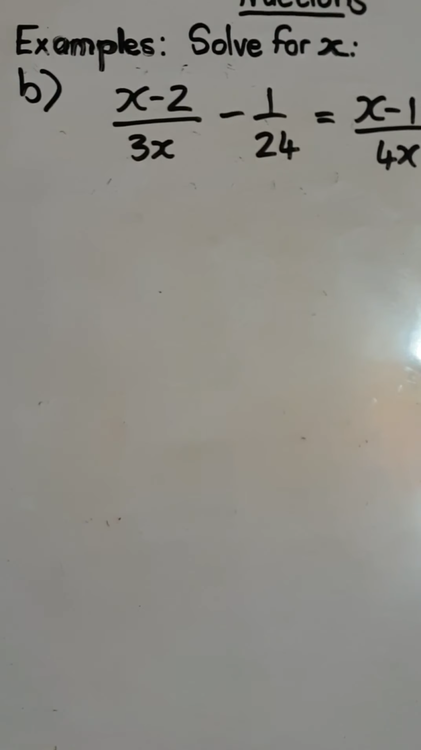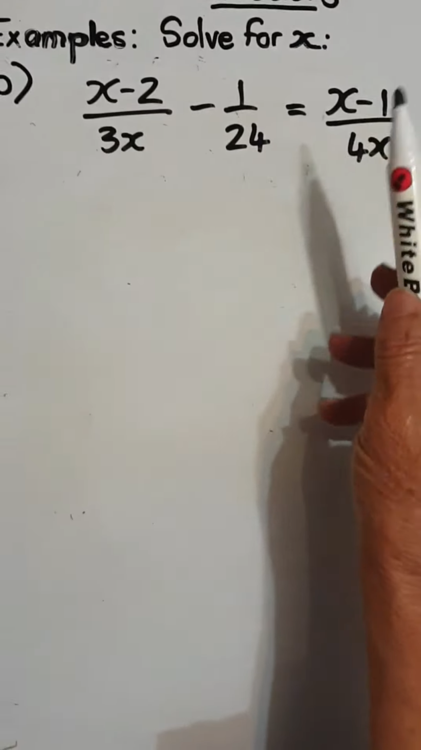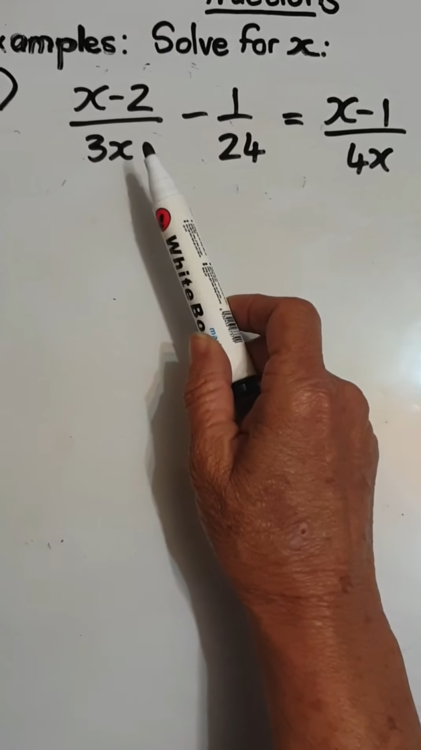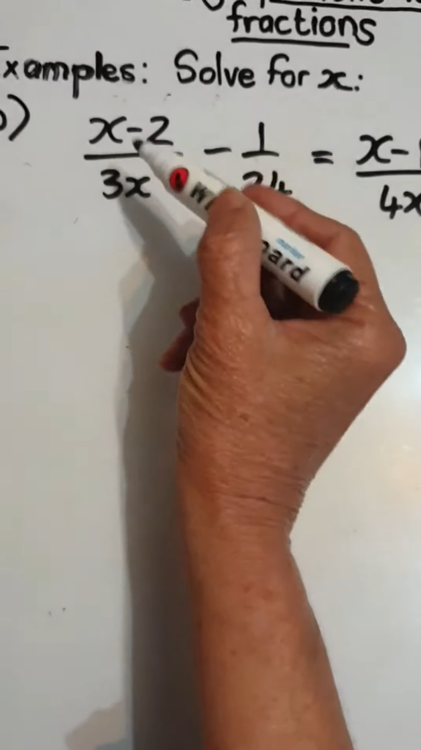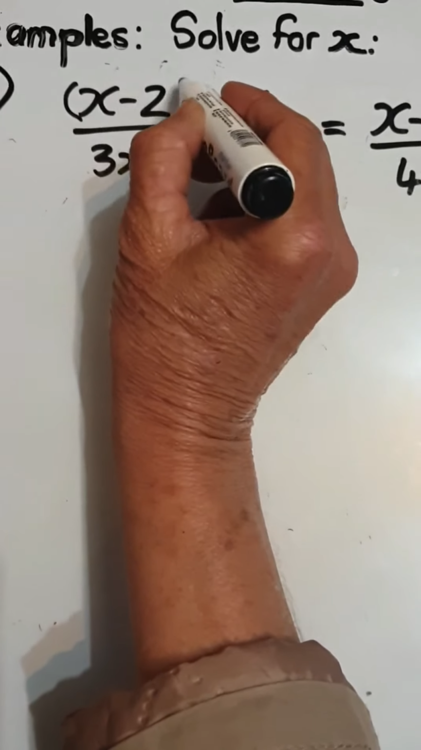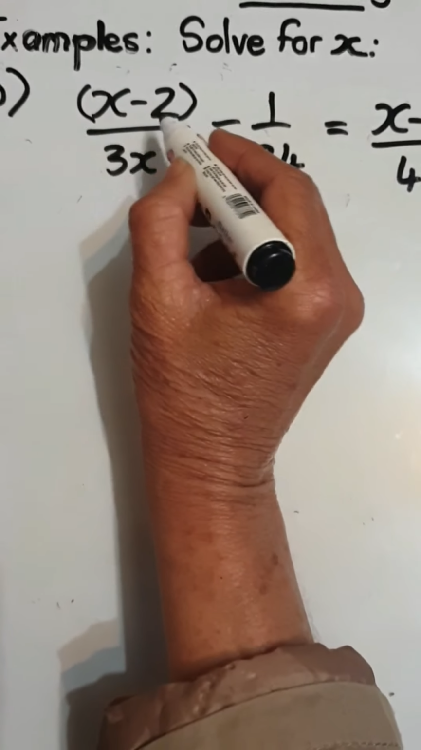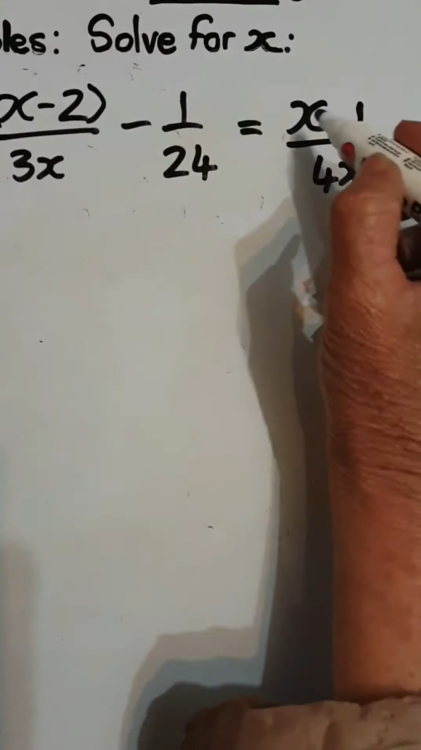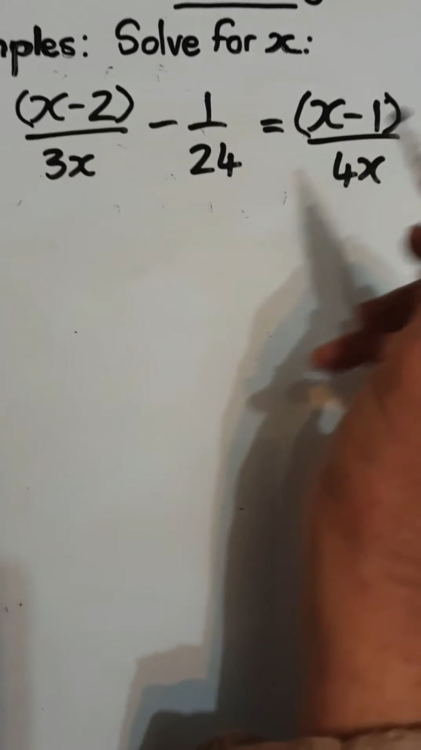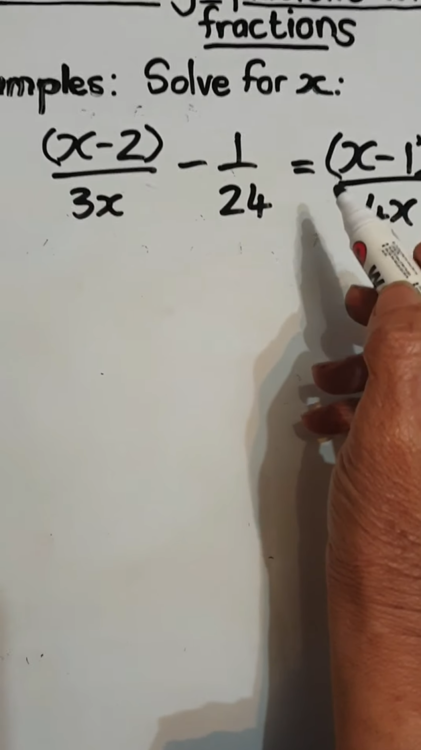So for the second example, I now have an equation. I'm still solving for x. And there I have a fraction. And once again, the first thing I do, I put my numerator in brackets because they form one single number. And that numerator in brackets. So get that out of the way.